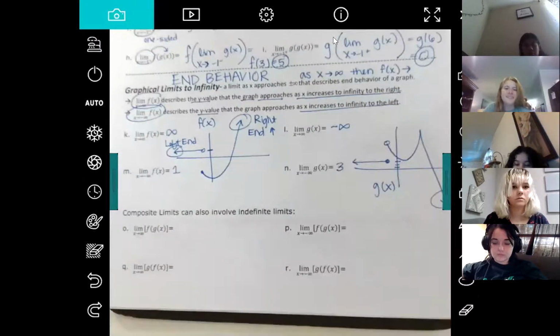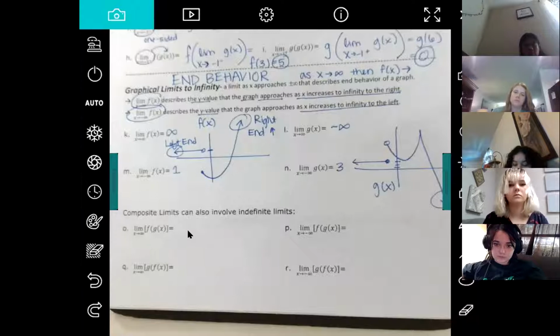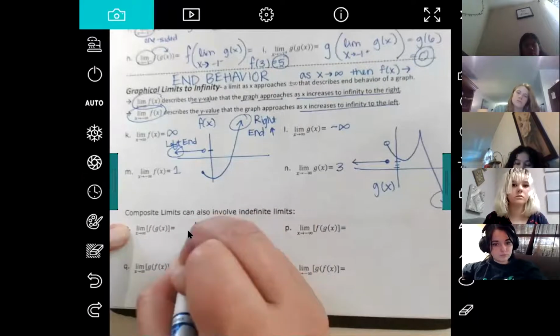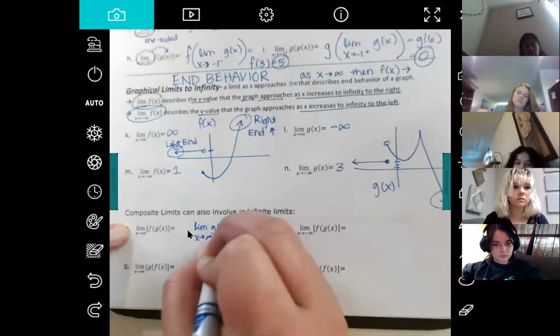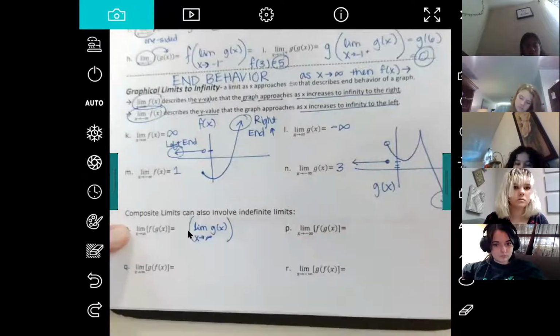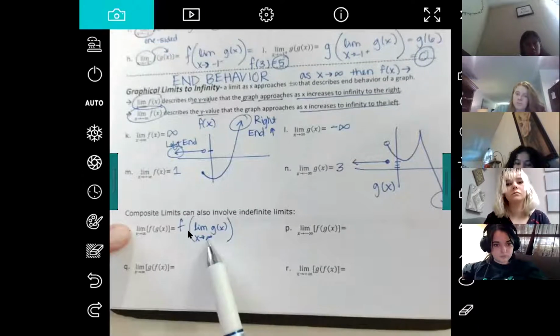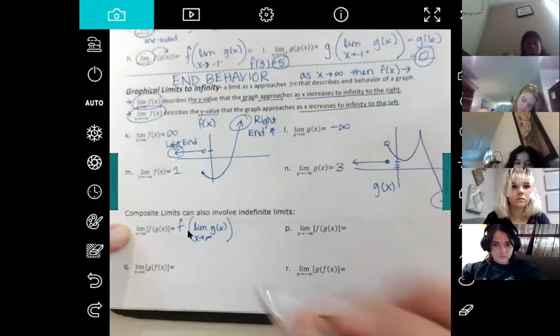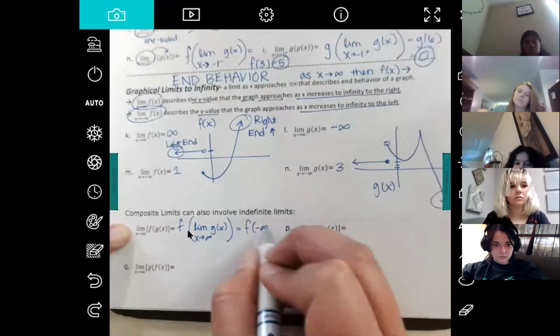So composition of functions, you can do that as well for limits to infinity. You're still going to plug into the inside function first and then go to the outside. So let's say we're doing this one first. The first thing I'm going to do is find the limit as x goes to infinity of g of x. Then I'm going to plug that into f. So g of x, x is going to infinity. That's the right end of the graph. I know that that's negative infinity, right? Because it's going down forever and ever. Then I can say, well then I want f of negative infinity.